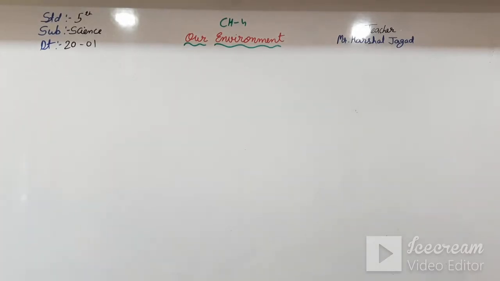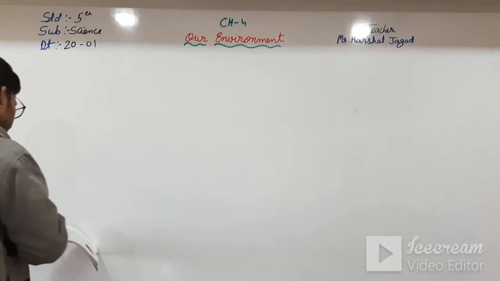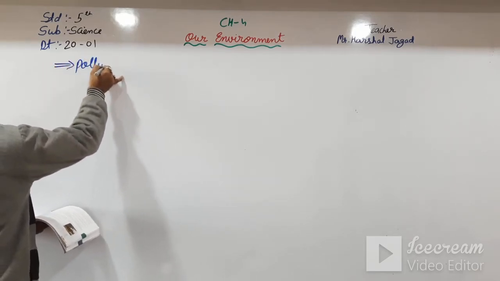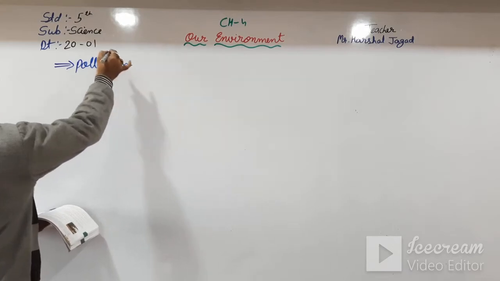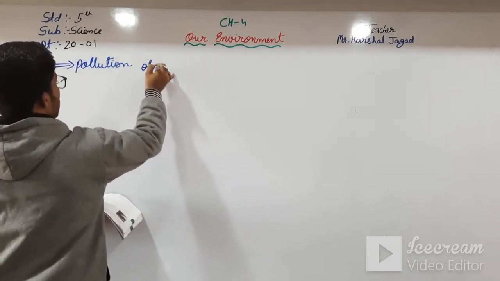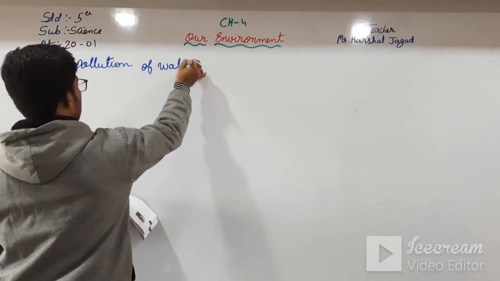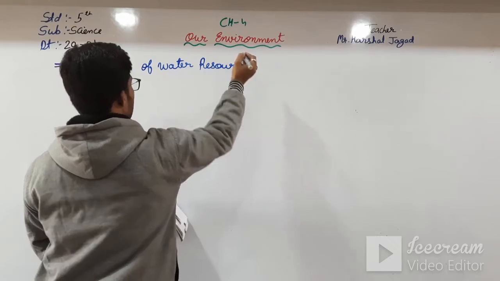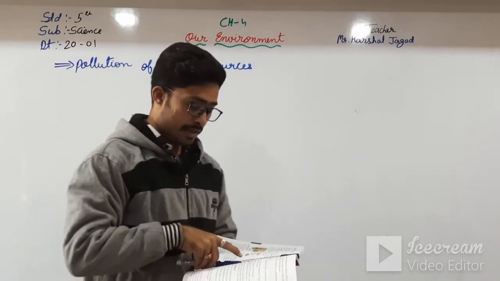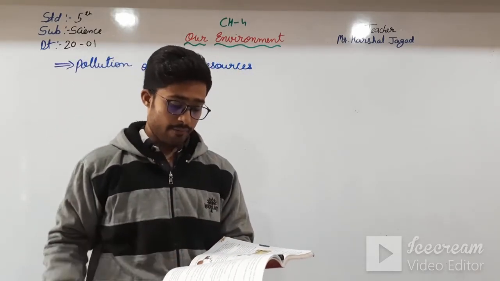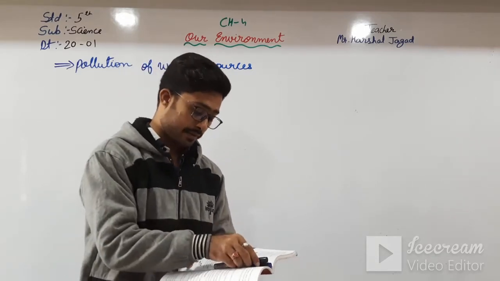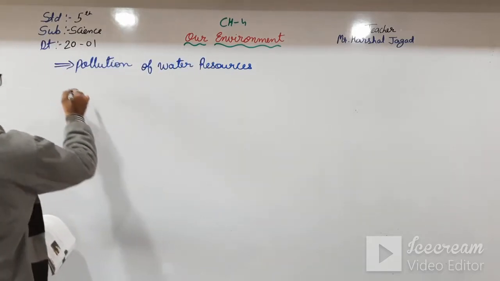So, pollution of water resource. Here there are 4 points given on how we pollute the water resource. Let me write them first and then I will explain.